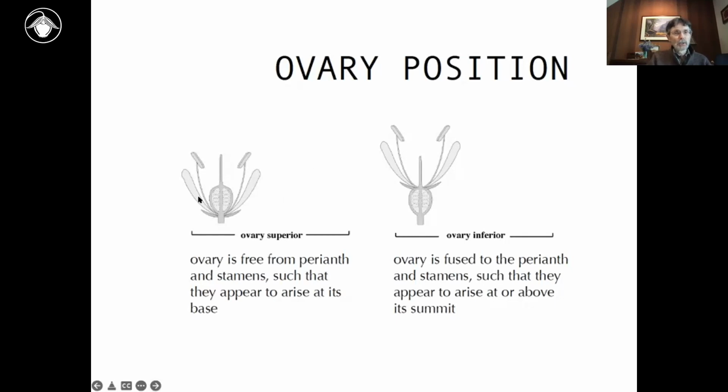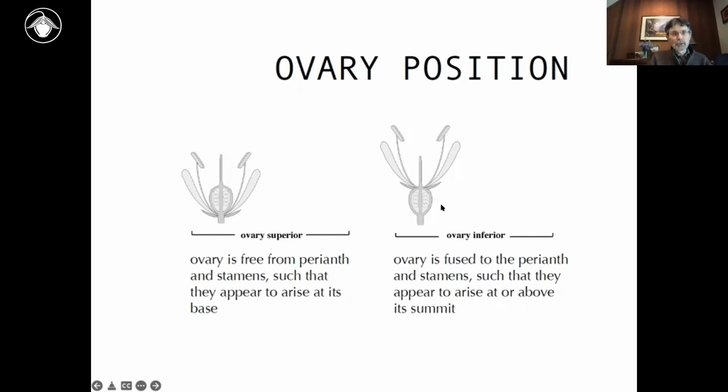So in a flower like we just looked at, where all the parts are free, or maybe the petals, sepals, and stamens are fused into a hypanthium, but we look in and we can see the ovary and the rest of the pistil appear to be sitting, or I should say the other parts of the flower seem to be arising from the base of the ovary. That's a situation where we call the ovary as being in a superior position, where it's free from the perianth and stamens, such that perianth and stamens appear to arise at its base. So superior because it appears to rise from the top of the flower, it's on top of the other parts.